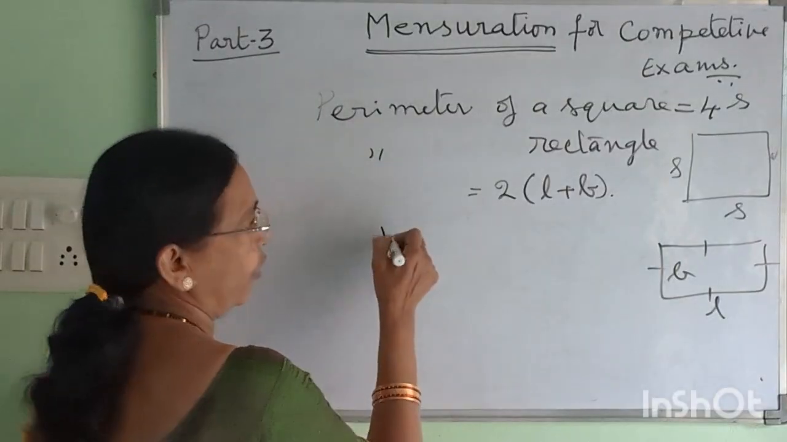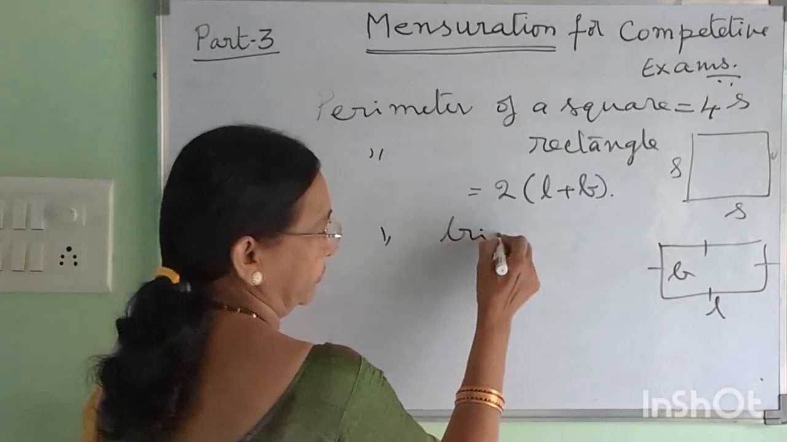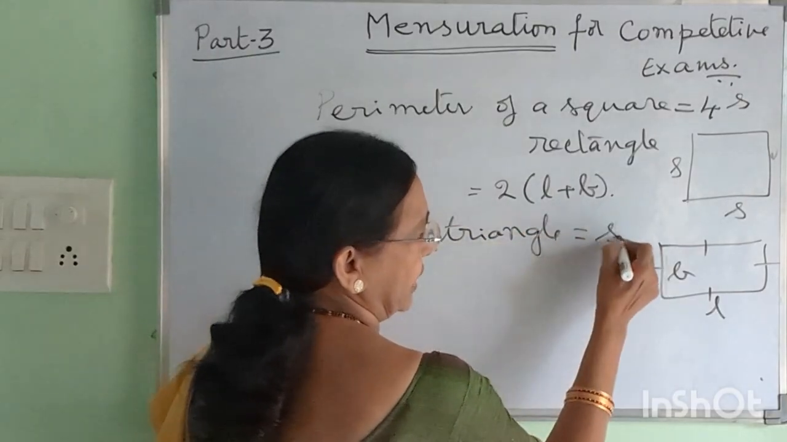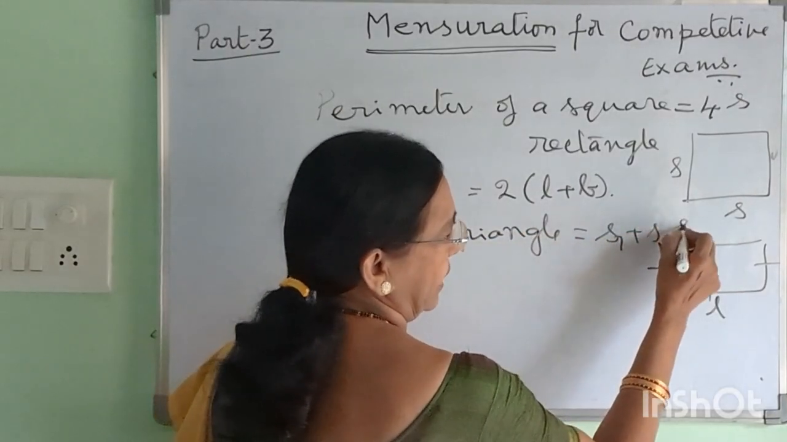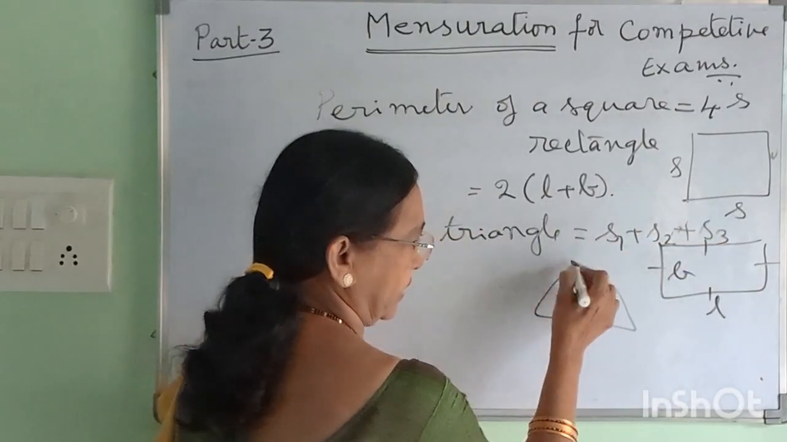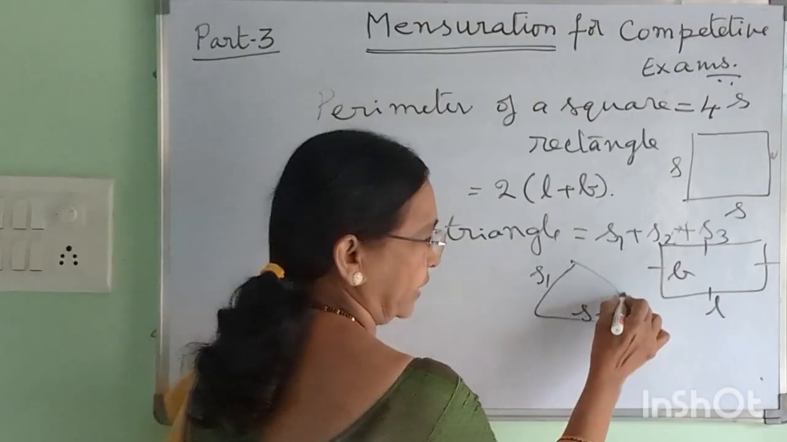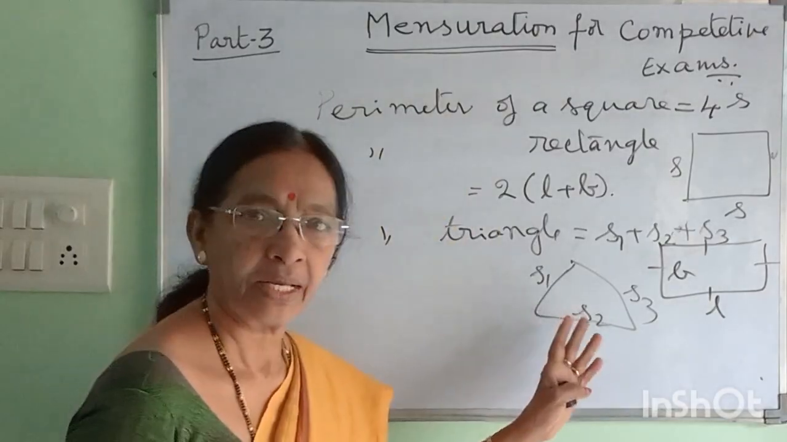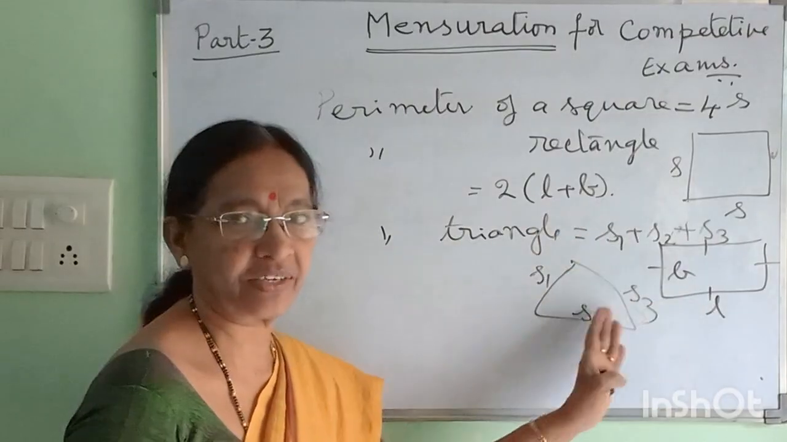Then the perimeter is 2 into (L plus b). Next, perimeter of a triangle. Perimeter of a triangle is equal to S1 plus S2 plus S3, where S1, S2 and S3 are the sides of the triangle. So here we have seen the perimeters of these three figures.